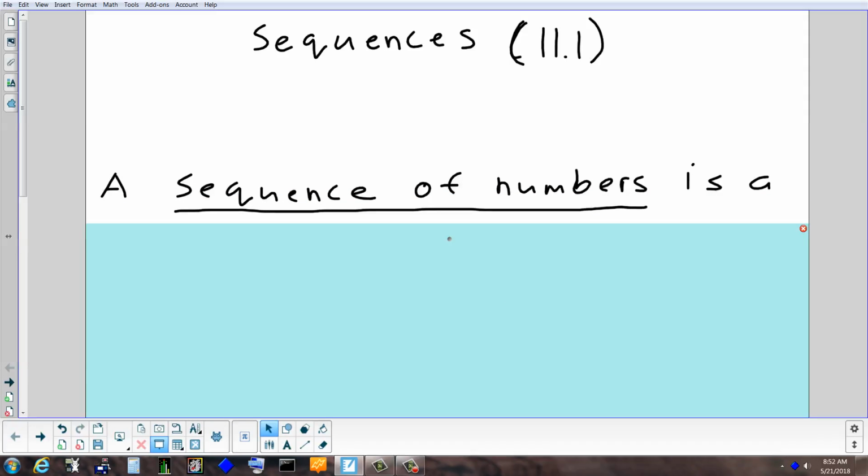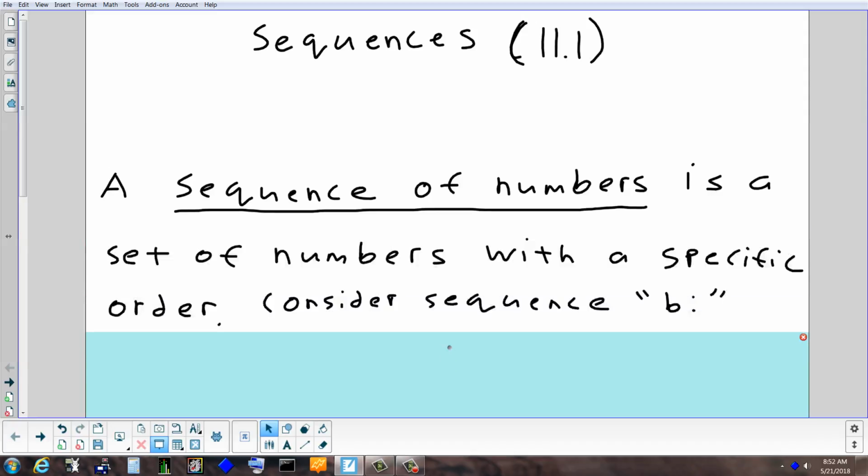All right, so first thing we're going to look at in section 11.1 is what's called a sequence. Basically, a sequence is just a list of numbers that has a pattern to it. In order to have a specific sequence, there has to be some kind of formula for the sequence. So I can't just pick numbers randomly and write them down. There's got to be a method or a pattern to how I'm generating these numbers.